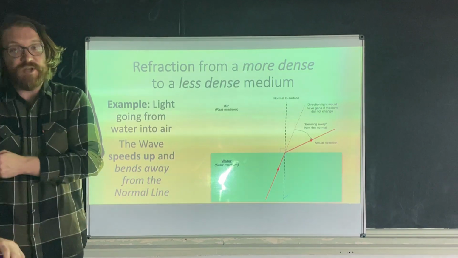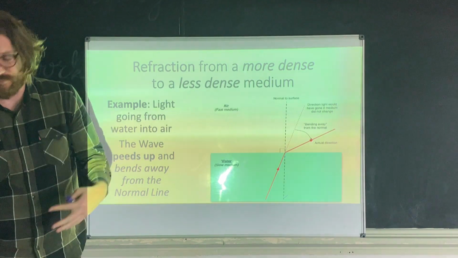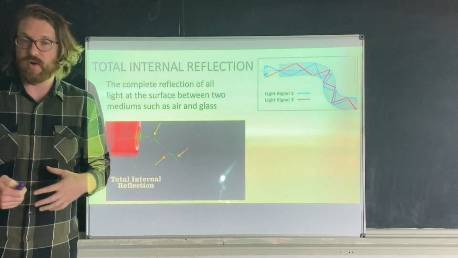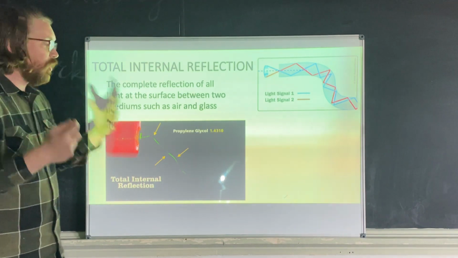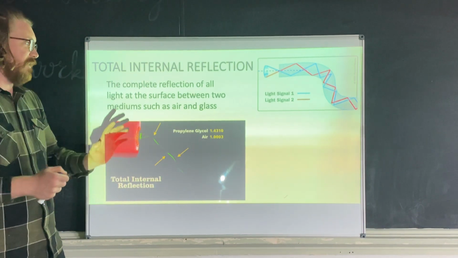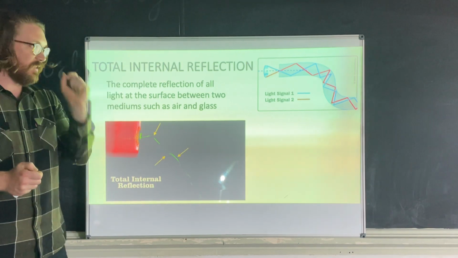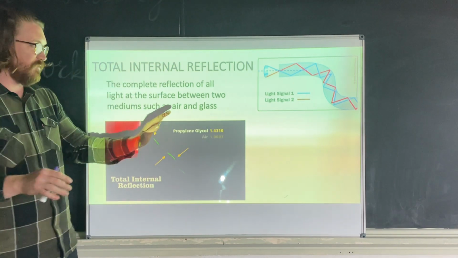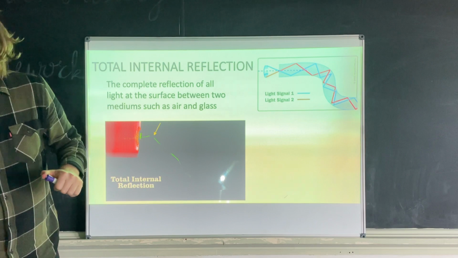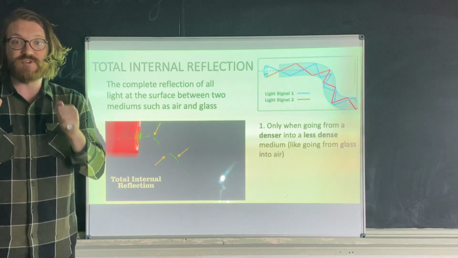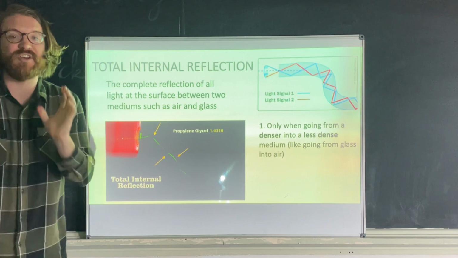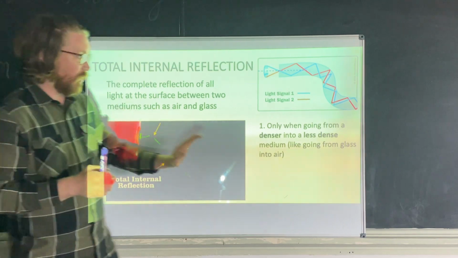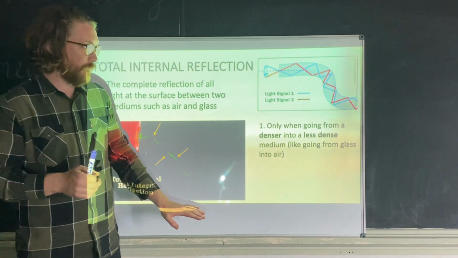Now, because we know this, we can learn about something new. This is only true of light waves. This is something called total internal reflection. What the heck is that? Total internal reflection is when you have the complete reflection of light at the surface between two mediums. So for example, if we have a medium change of going from air to glass. Now the first rule is that in order for total internal reflection to work, it has to go from a dense medium to a less dense medium. So we have to go from glass into air.